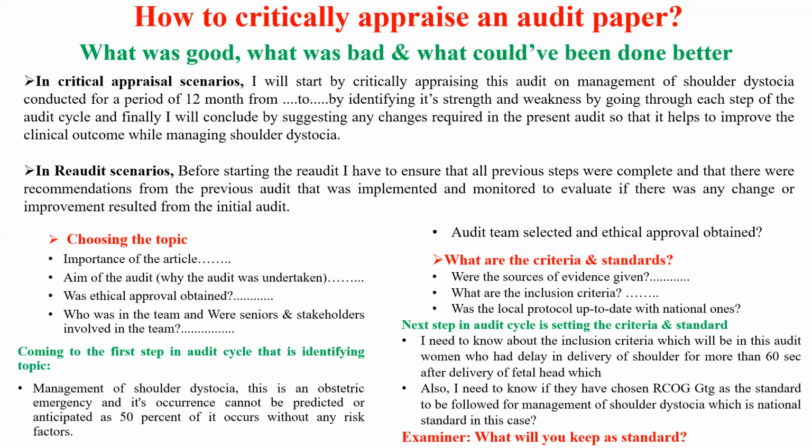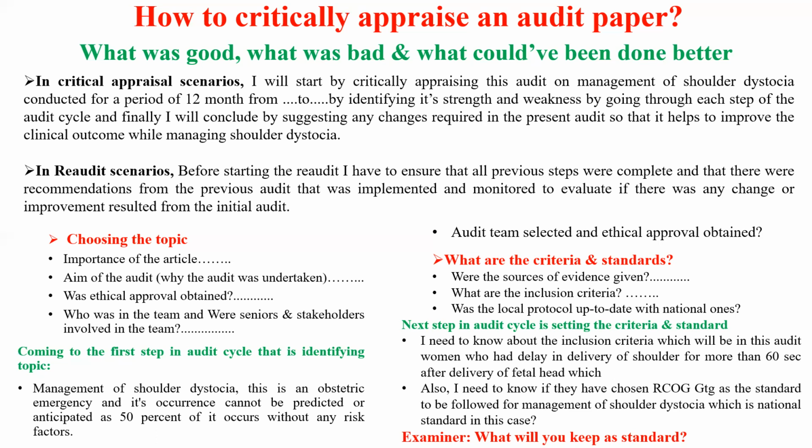So I will say, for example, the next step in the audit cycle is to set the criteria and the standard. I need to know about the inclusion criteria which will be in this audit, for example, women who had delay in the delivery of the shoulders for more than 60 seconds after delivery of the fetal head. Also, I need to know if they have chosen the MRCOG Green Top guideline on the management of shoulder dystocia as the standard to be followed, which is the national evidence here.